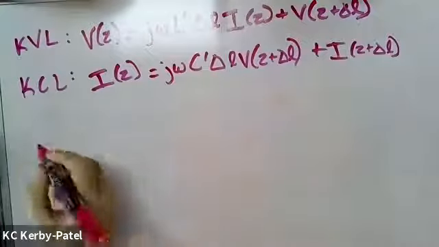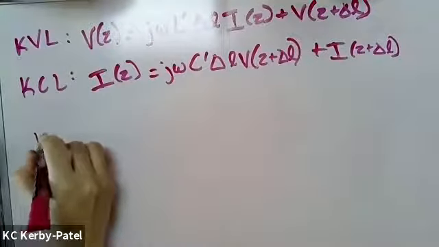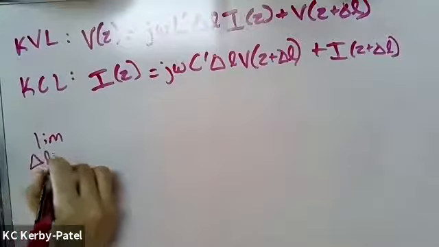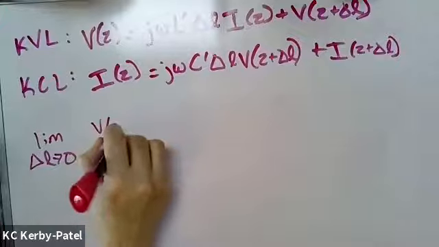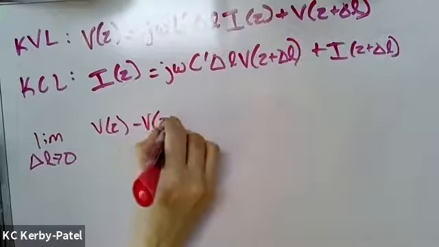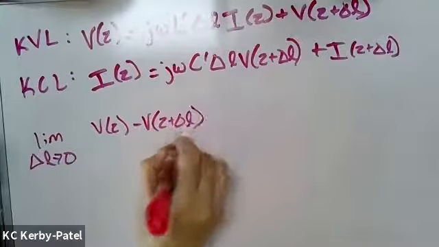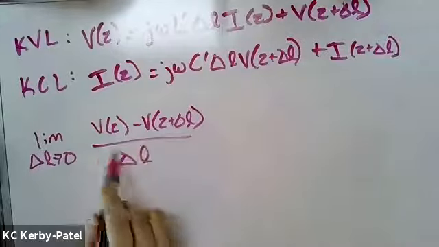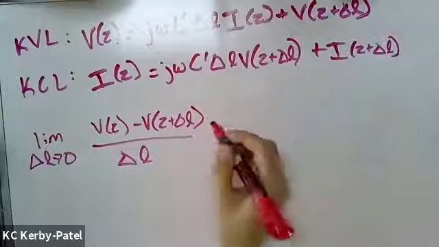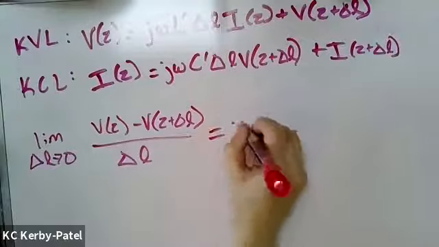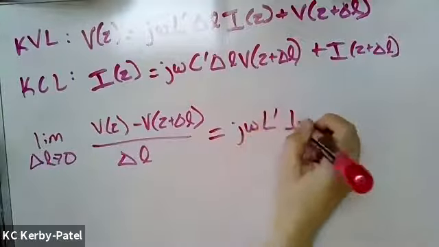So here what I've got is the limit as delta L goes to 0 of V of Z minus V of Z plus delta L divided by delta L. I've swapped the order here, so this is going to be a negative derivative. It'll work out fine in the end. This is equal to j omega L prime I of Z.